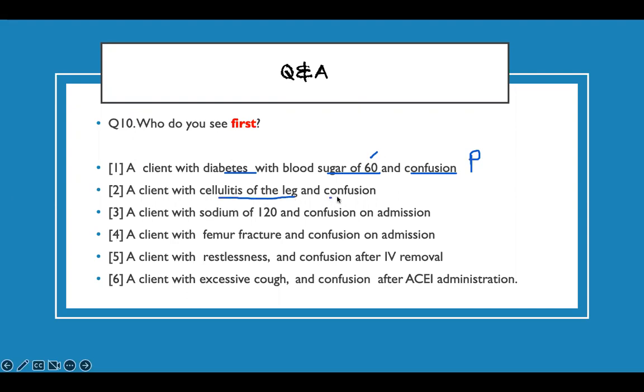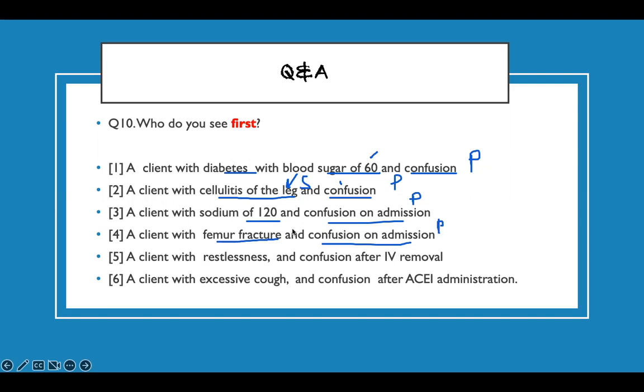Cellulitis of the leg and confusion. Another B-sharp movement. Cellulitis and he has confusion. That means he has sepsis and confusion. Okay, B-sharp, another B-sharp. I intentionally said this for you guys to think. A client with sodium of 120 and confusion. Oh, okay. So hyponatremia will put the patient in seizure, confusion. Another B-sharp. A client with a femur fracture and confusion on admission.